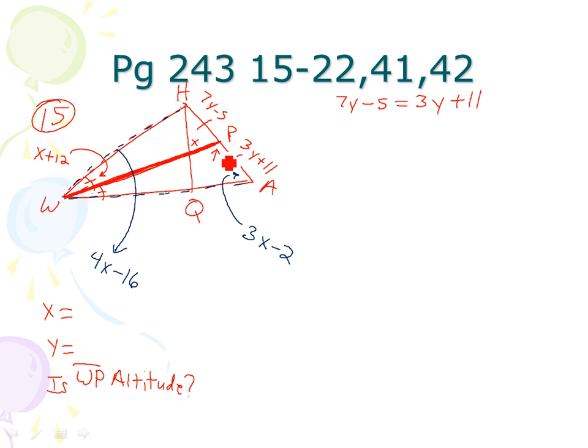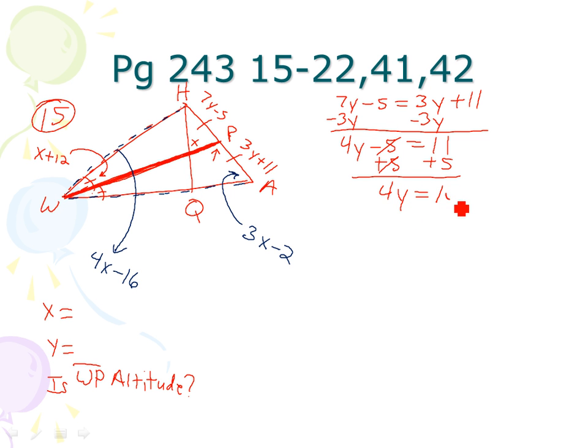Can we solve for y right away? Yeah, we have that equation up here. Subtract 3y on both sides. So we know this is one of the answers we need. 4y minus 5 equals 11. Add 5. 4y equals 16. What's y equal? 4.